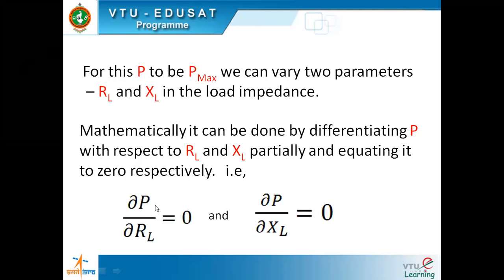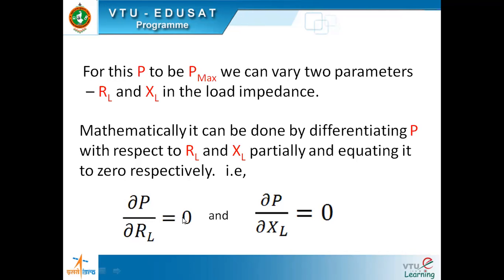When would this be 0? When this is not varying. Yeah? Anybody? Yeah. When this is constant, this is 0. When the whole thing is negative, that means P is decreasing. When this particular differentiation is positive, that means P is increasing with increasing RL.